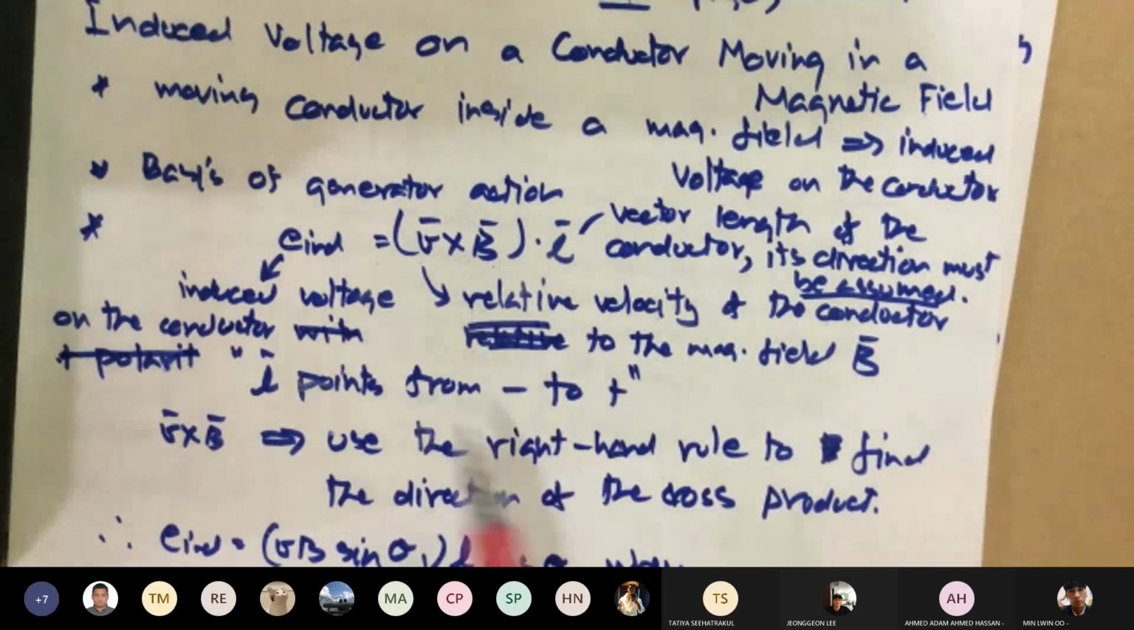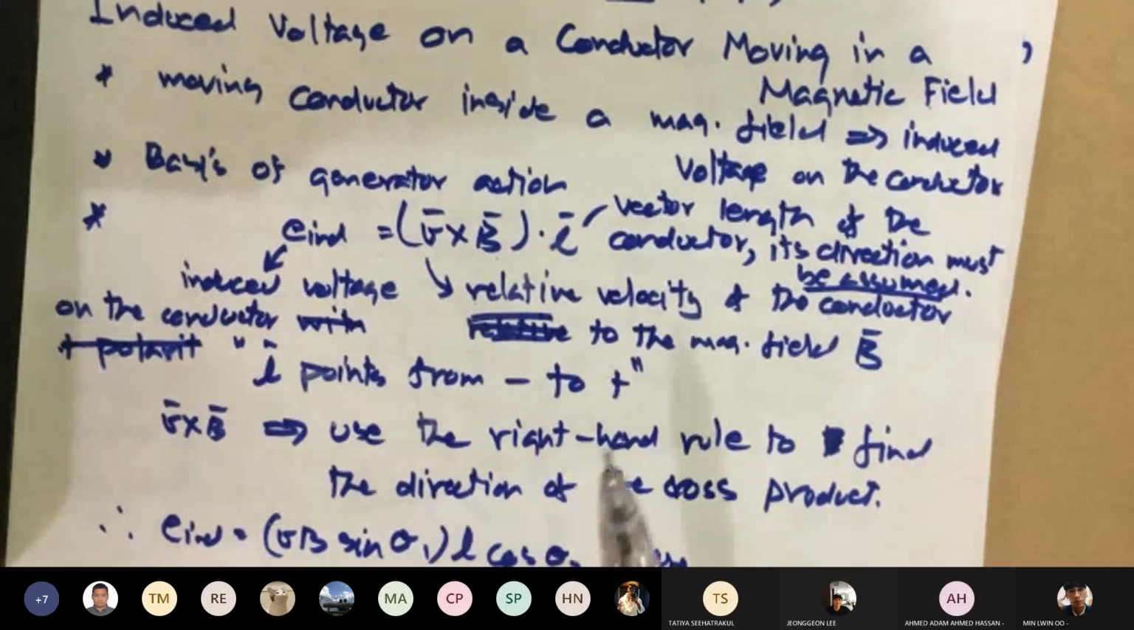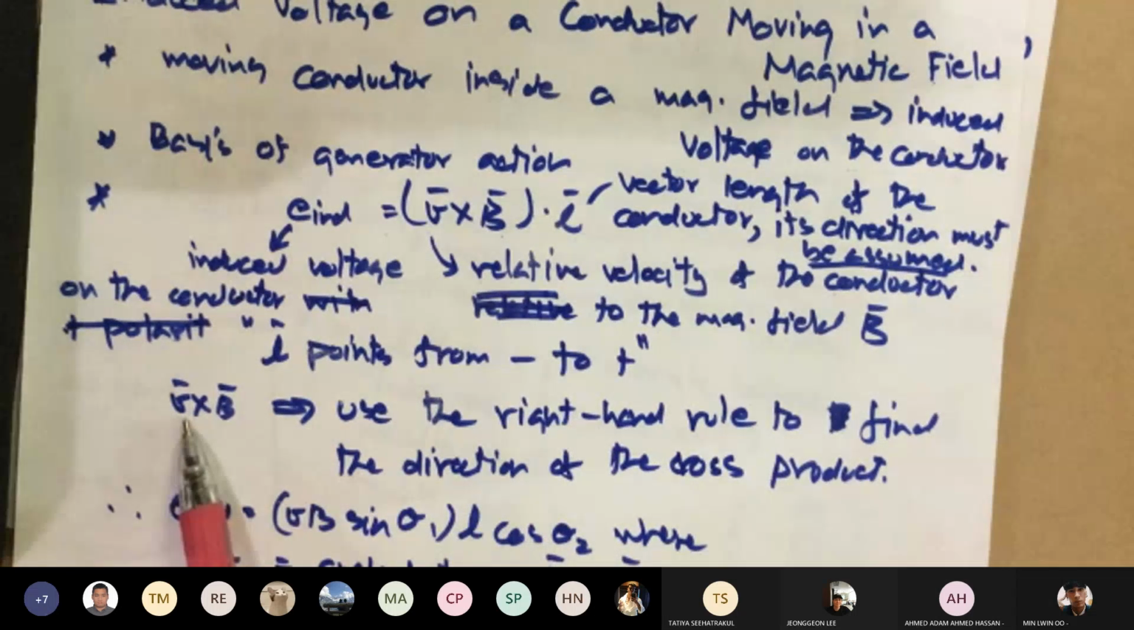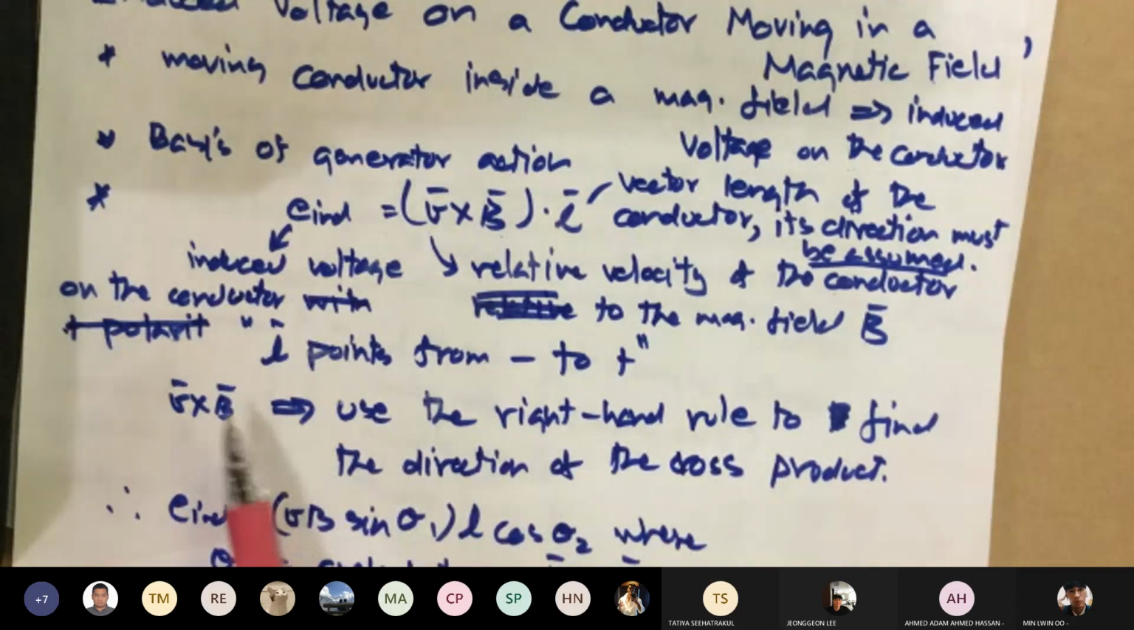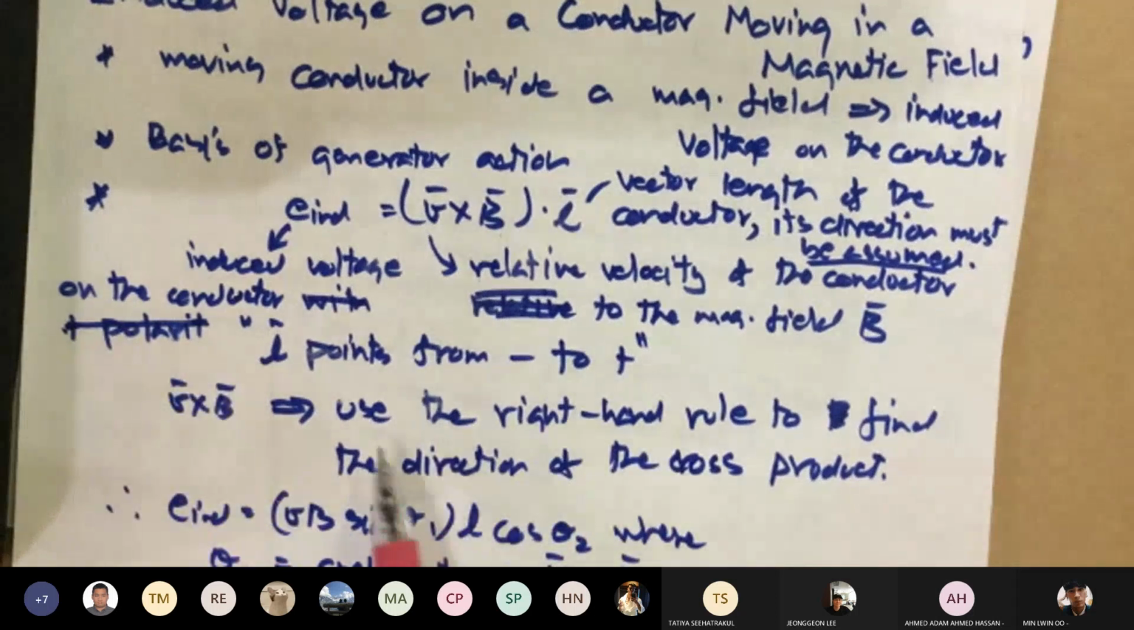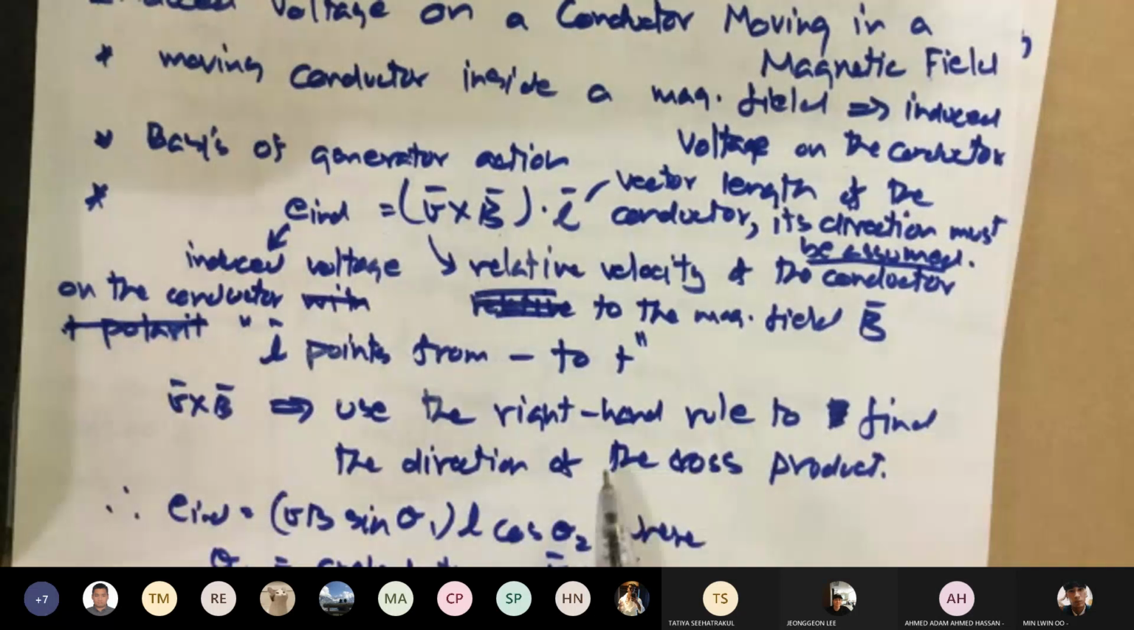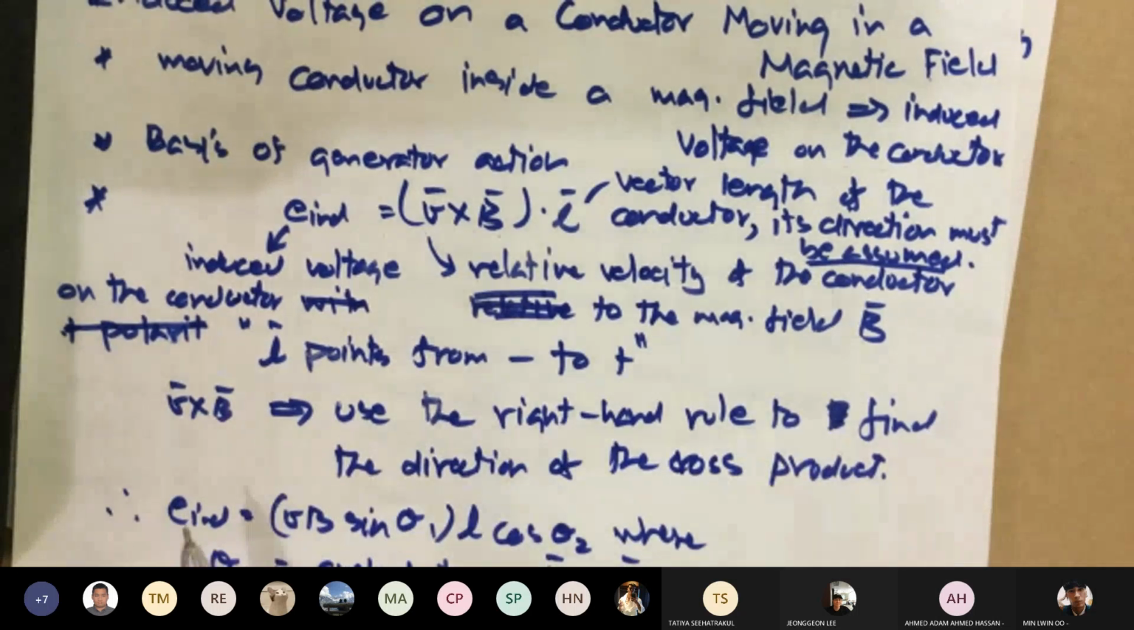This is a little bit more complex, with more steps than the force. Before we do that, we go back to v cross B, velocity crossing with B. We use the right-hand rule, cross product, to find the direction of the cross product between v and B. Once you have that, you dot with vector L. A vector dotted with a vector gives you a scalar. So if I ask you whether induced voltage is a scalar or vector quantity, the answer is a scalar quantity.